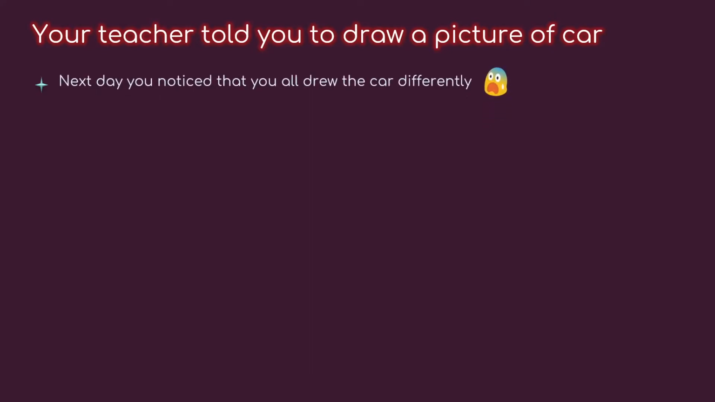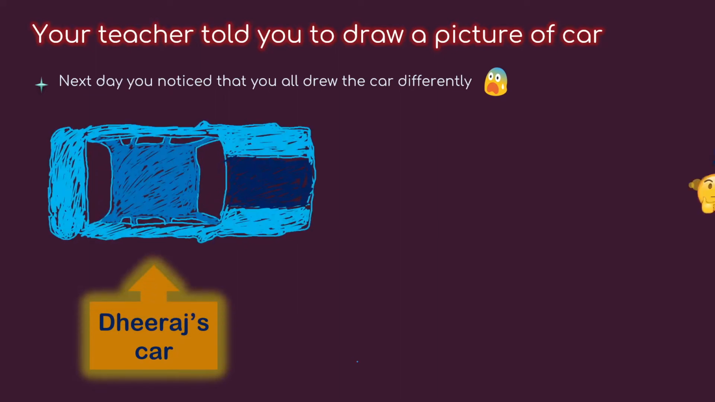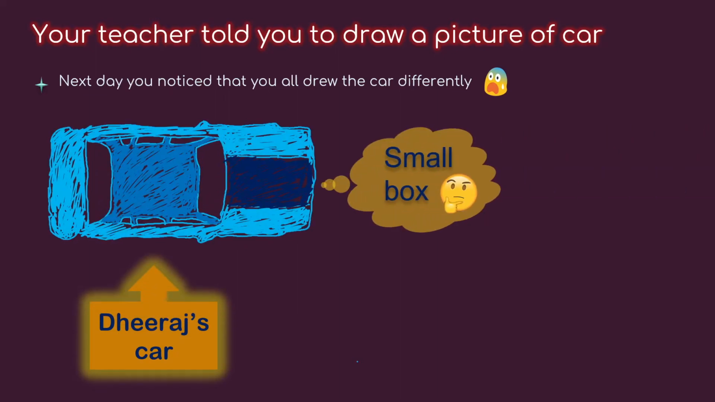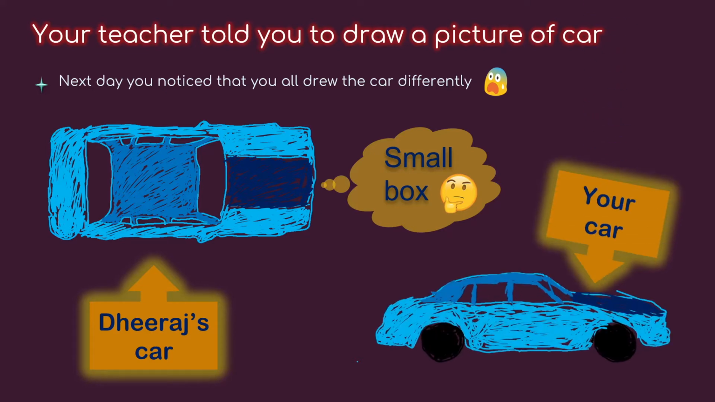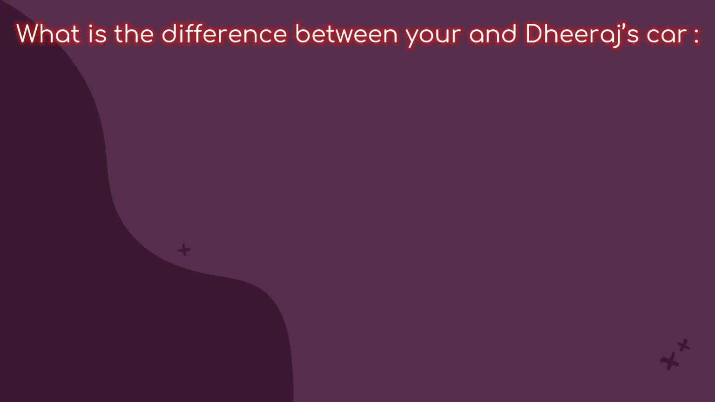Suppose your teacher told you to draw a picture of a car. Next day you notice that you all drew the car differently. Suddenly you notice Dheeraj's car looks like a small box, and that's your one. So which one is correct? Now let's discuss the difference between your and Dheeraj's car.